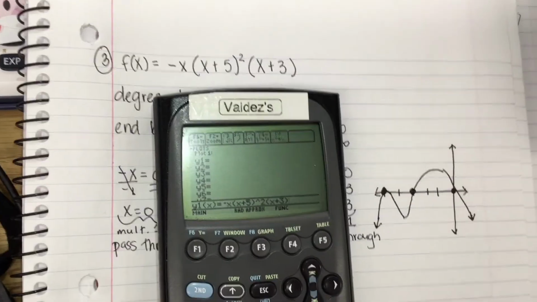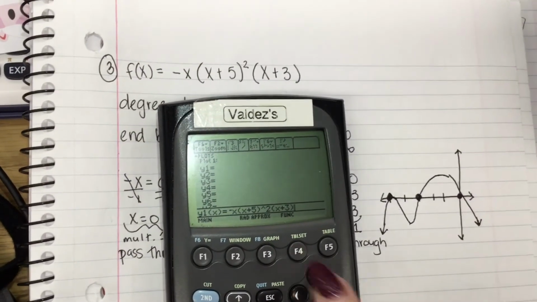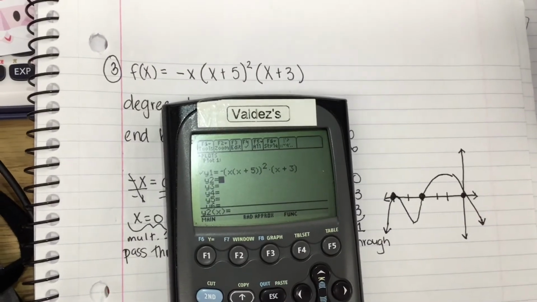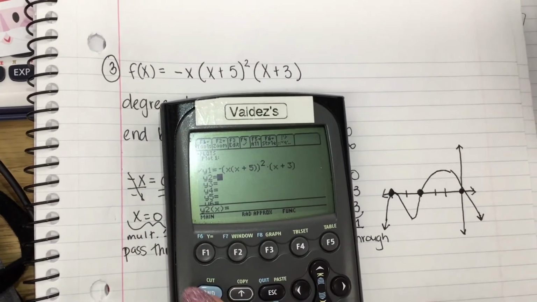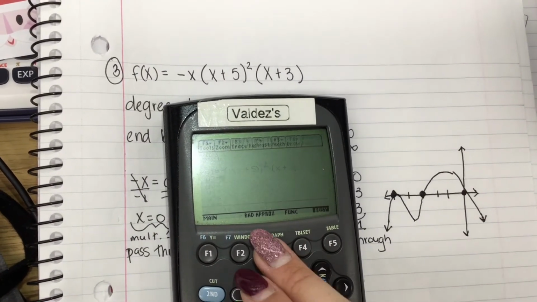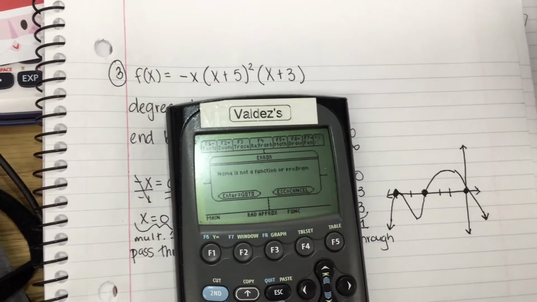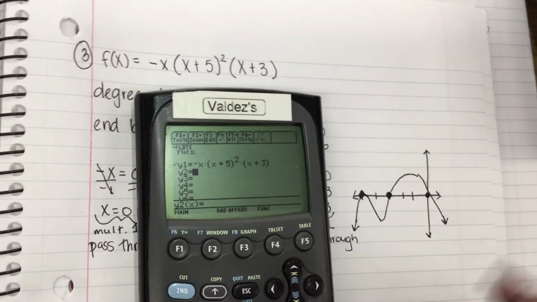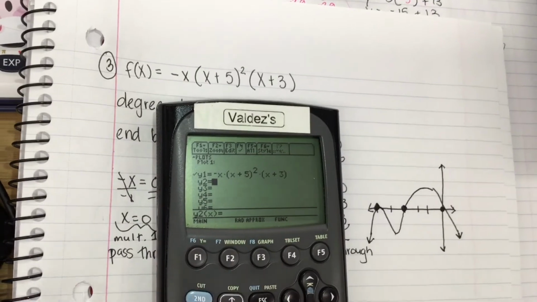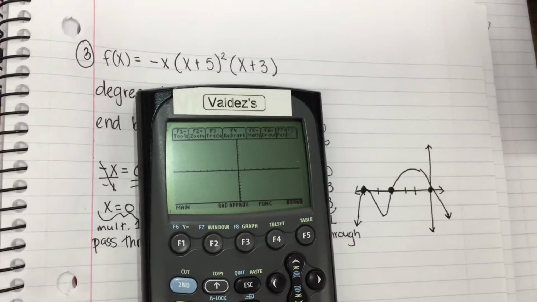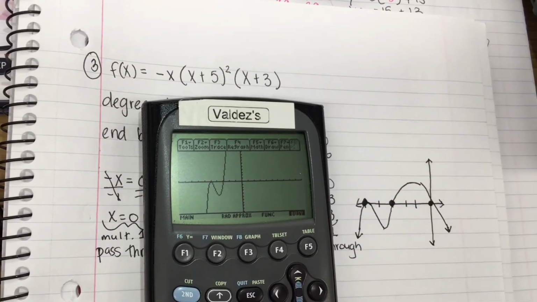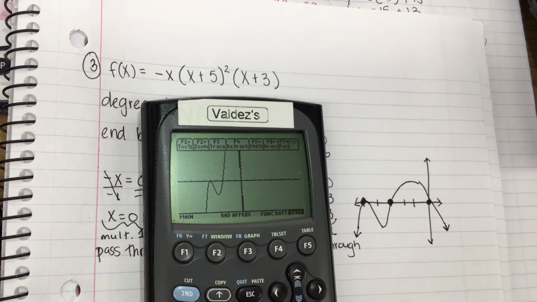When I first tried to type this into my graphing calculator, it yelled at me. It said this doesn't exist or something. So I had to go back through and type out -x, then a multiplication symbol, then x plus 5 in parentheses squared with another multiplication symbol, and then x plus 3 in parentheses. Then it finally allowed me to graph this.